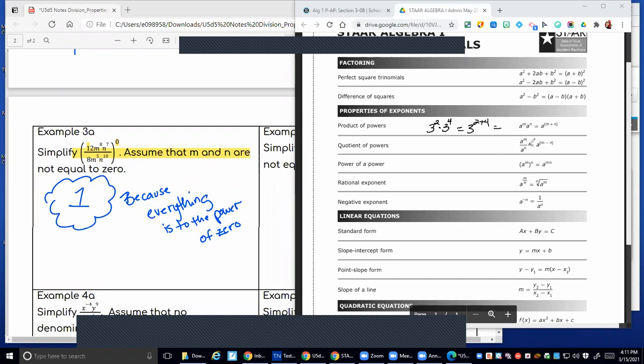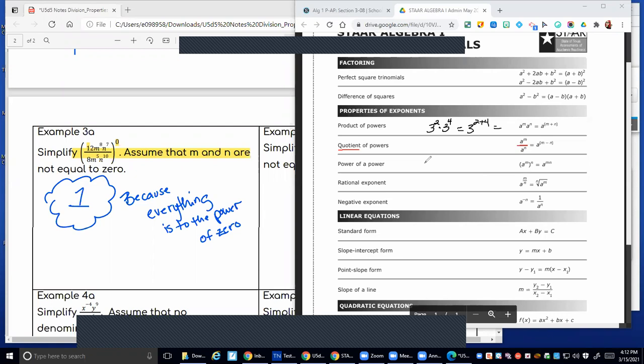The major thing that stands out for me on this one is the fraction. If you are using a fraction, quotient means to divide. Well, that's what the fraction sign means, right? So that's a good indication you're going to use the quotient rule, right?